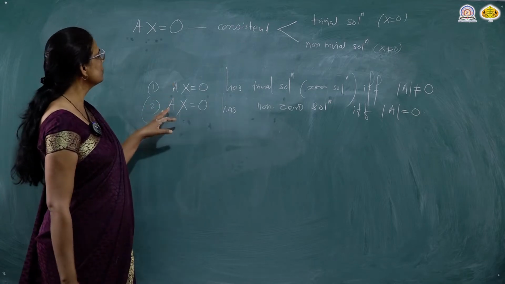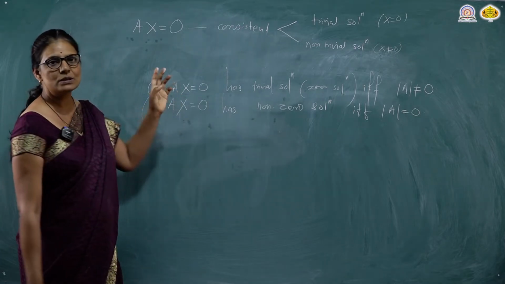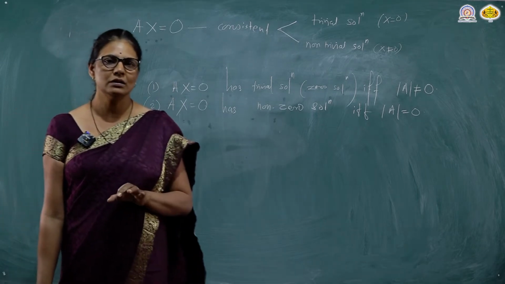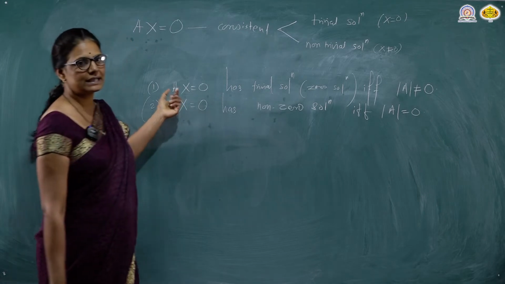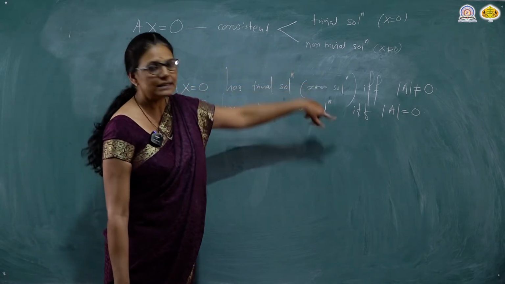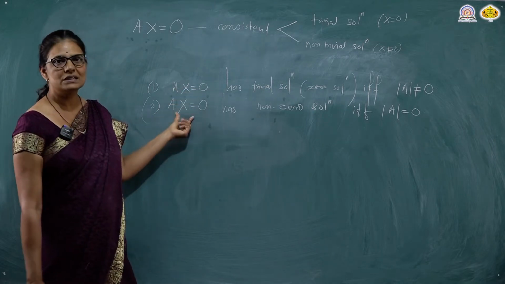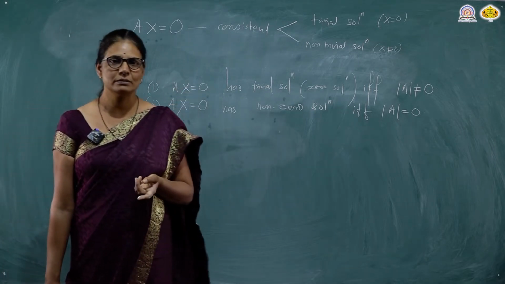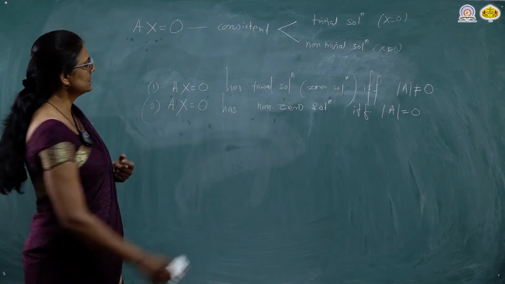So these results are useful if the number of equations in the system is equal to the number of variables. That is, A should be a square matrix. At that time we can find the determinant. Otherwise, to find the solution of the system, you can use either the Gauss elimination method or the Gauss-Jordan method. So now let us consider some problems.